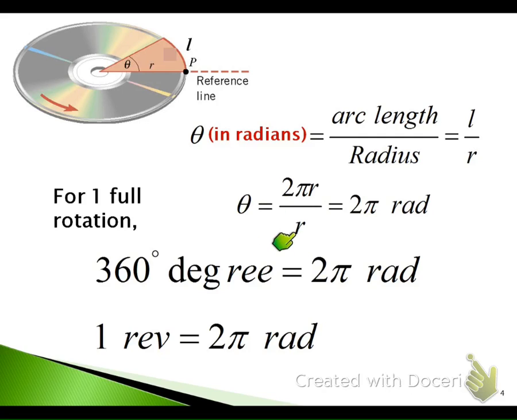Okay, if you take that divided by the radius, that tells us that theta, or the amount of radians traveled in one complete revolution, is equal to 2 pi. So these right here are two conversion factors that we're going to use to get things in terms of radians. Okay, so we know 360 degrees is equal to 2 pi radians, and we know that one complete revolution is equal to 2 pi radians because one complete revolution is 360 degrees.